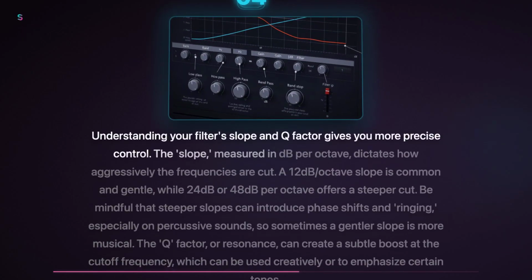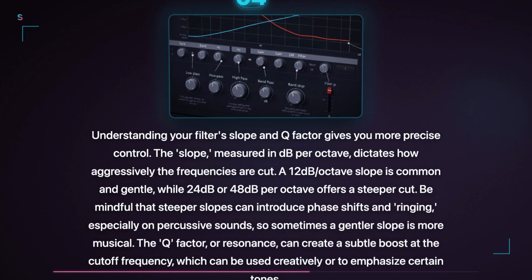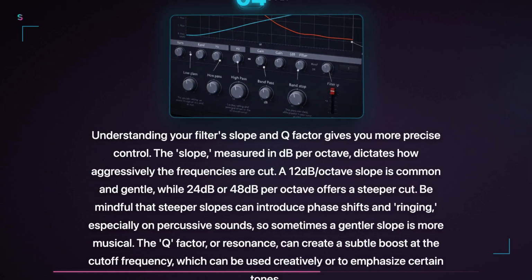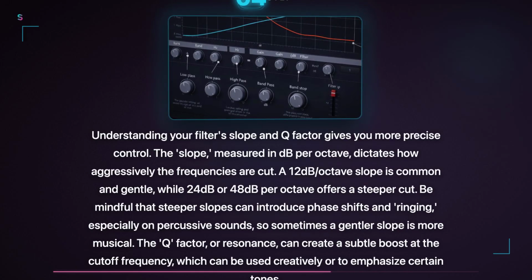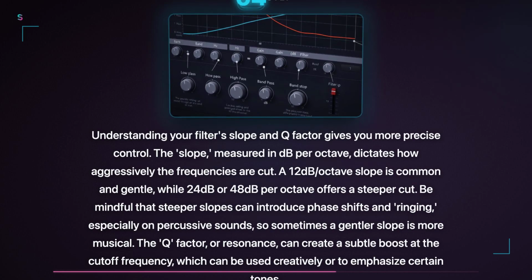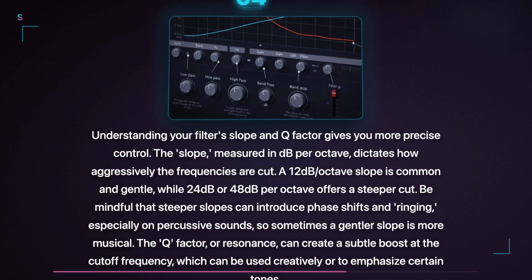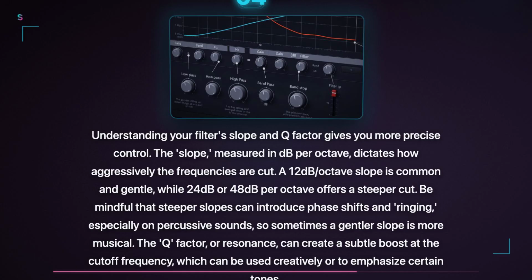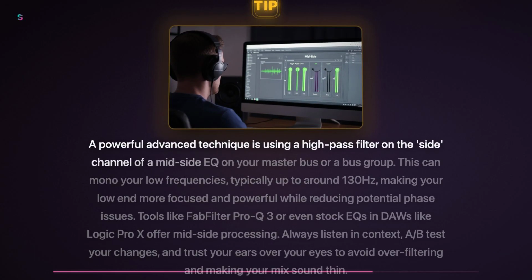This keeps your mix clear and focused while still allowing your effects to add spaciousness to the higher frequencies. Understanding your filter's slope and Q factor gives you more precise control. The slope, measured in dB per octave, dictates how aggressively the frequencies are cut. A 12 dB per octave slope is common and gentle, while 24 dB or 48 dB per octave offers a steeper cut. Be mindful that steeper slopes can introduce phase shifts and ringing, especially on percussive sounds, so sometimes a gentler slope is more musical. The Q factor, or resonance, can create a subtle boost at the cutoff frequency, which can be used creatively or to emphasize certain tones.